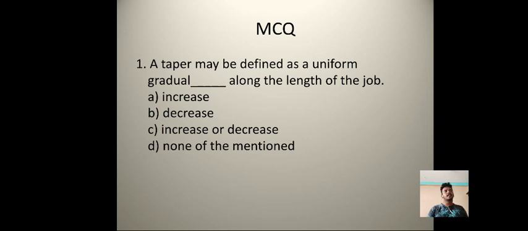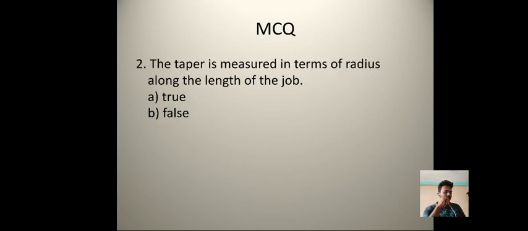Question number 1. A taper may be defined as a uniform, gradual dash along the length of the job. Option A is increase, option B is decrease, option C is increase or decrease, option D is none of the mentioned. The answer is C, increase or decrease. Second question. The taper is measured in terms of radius along the length of the job. Option A true, option B false. The answer is option B, false.